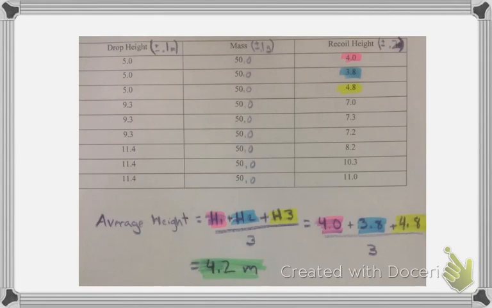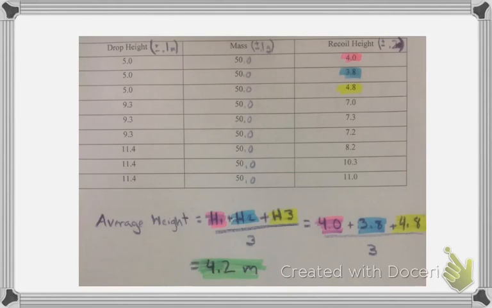Alright, so the first calculation that's fairly simple that pretty much all the labs are going to need to do is condense 3 different trials into one data point. So for example here, I'm going to focus on the 5 meter drop height. So over here we see all these are the same drop height. So I have 3 data points over here. We have the 4.0, 3.8, 4.8, and I highlighted them in 3 different colors.